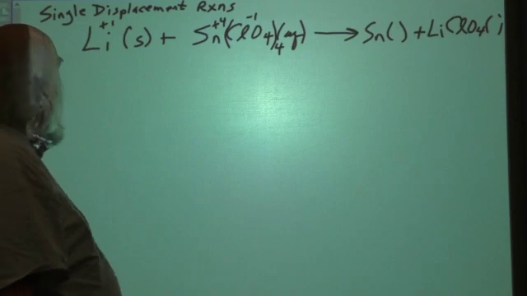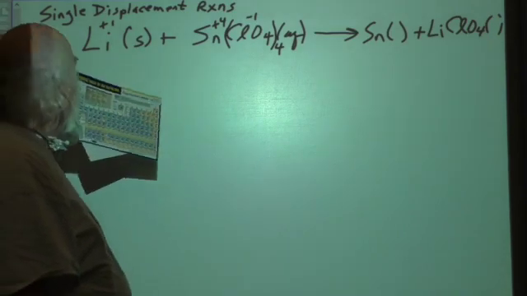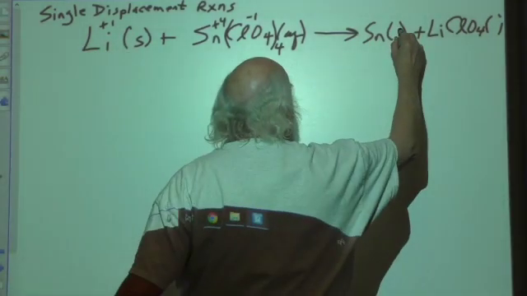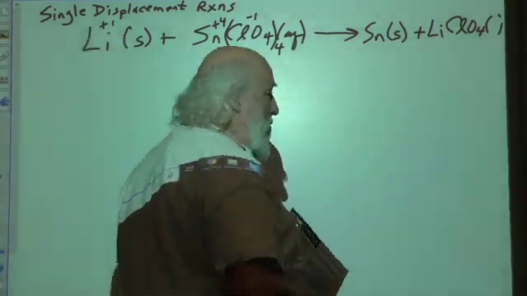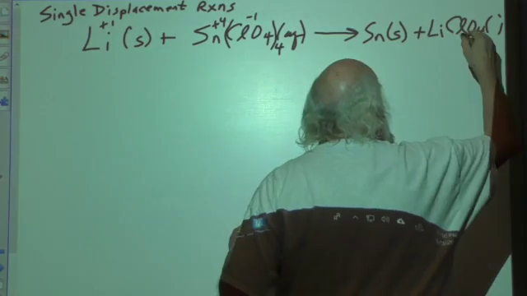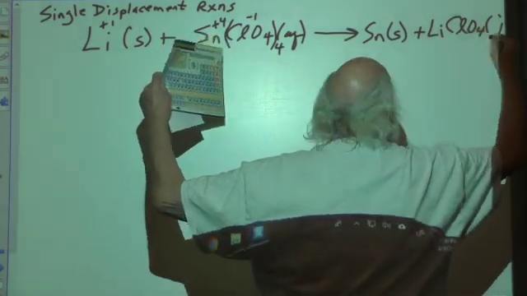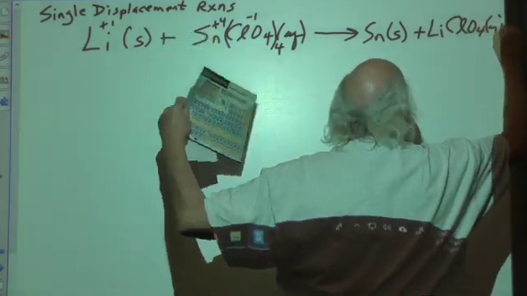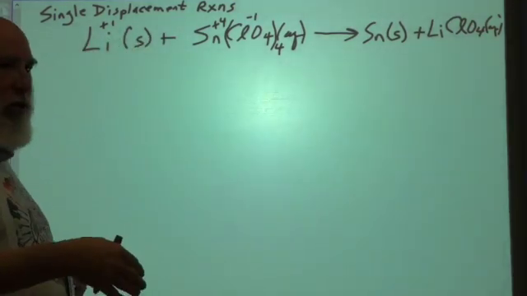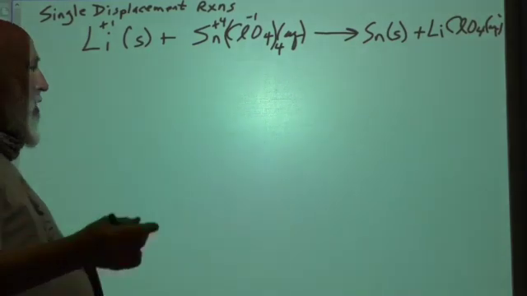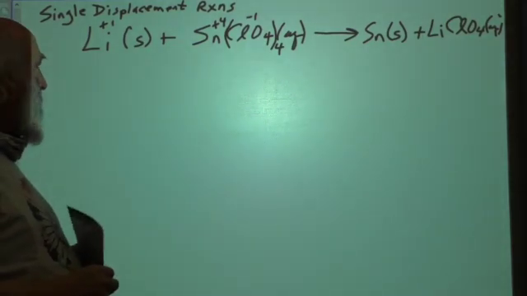Okay? Well, in this case right here, we know that tin is going to be a solid because it's a metal. The only metal that's not a solid is mercury. And this is going to be aqueous because we have an aqueous solution here. We always end up with an aqueous solution in a single displacement reaction. We always end up with an element, whatever phase that is, and then the aqueous solution for that.